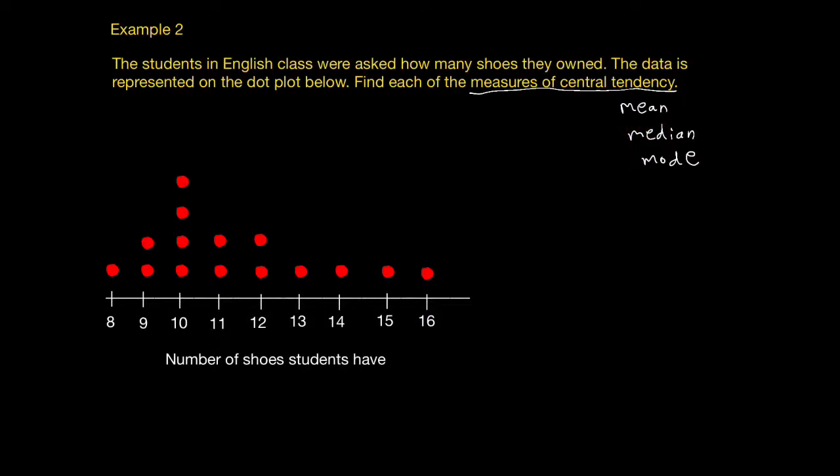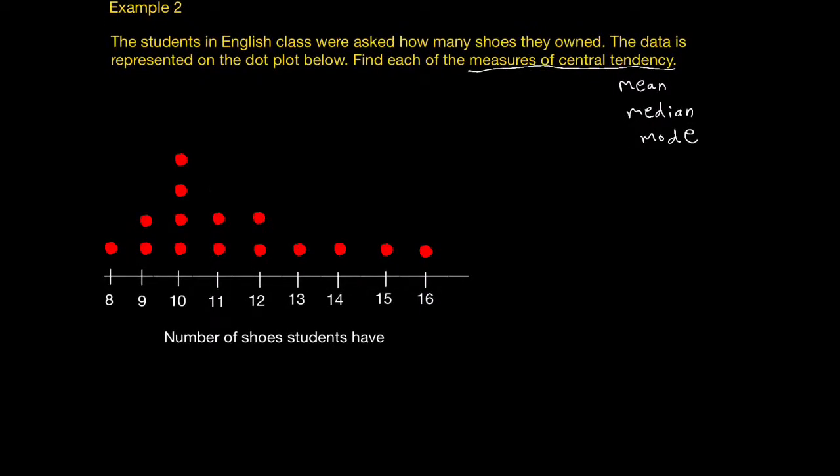So here's a cool little trick we can do for the mean when we have a dot plot. Basically, we're going to multiply this value by its frequency. So we have 8 shoes, and we have a frequency of 1, so we're going to do 8 times 1. Let me make some space here. So we're going to have 8 times 1, and then we're going to add this to the next one, 9 times 2. Next, we're going to do 10 times 4, and 11 times 2, and so on and so on.